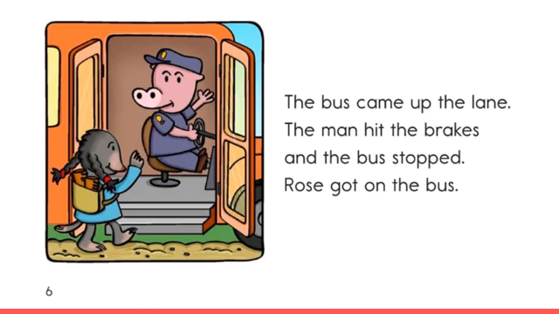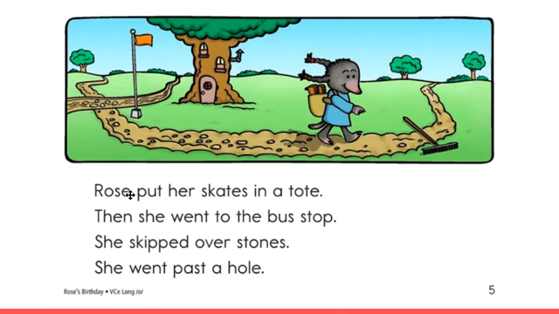Oops, sorry, I read too fast. Rose put her skates in a tote. Then she went to the bus stop. She skipped over stones. She went past a hole.